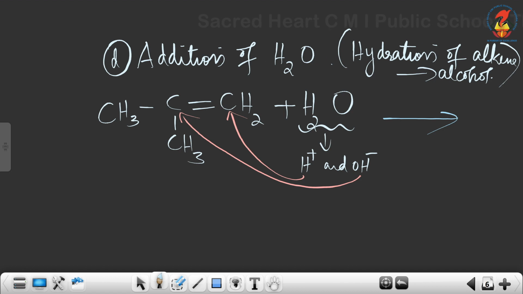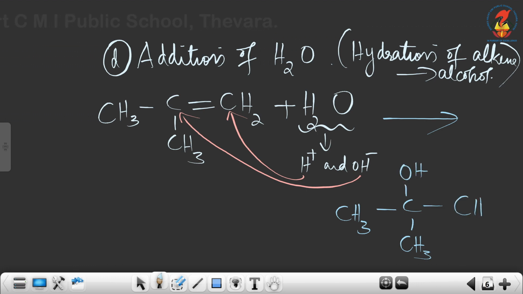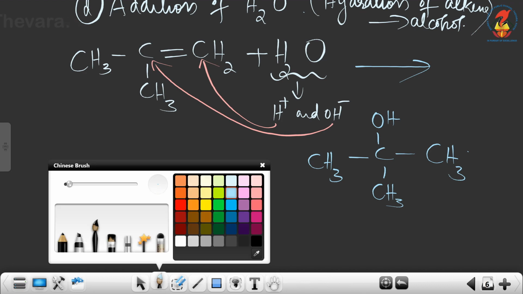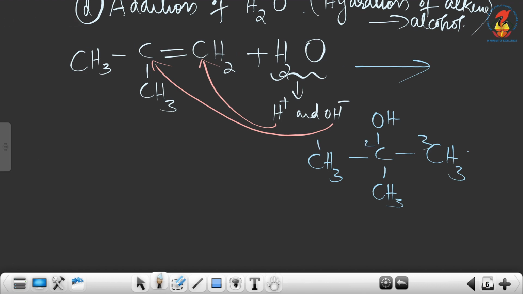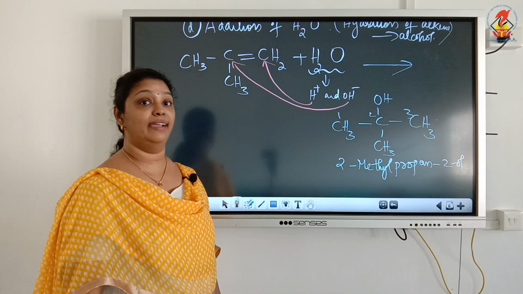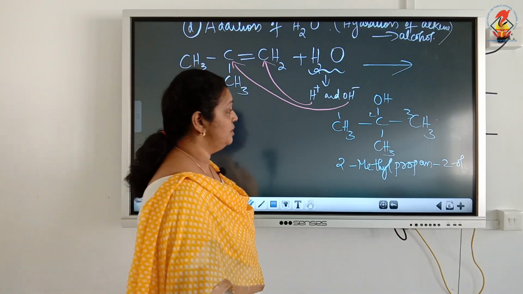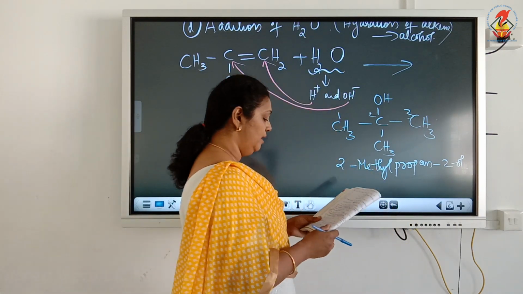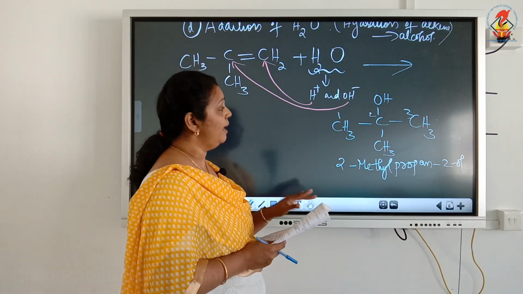Product formed will be CH3 C CH3, then we have OH, single bond, CH2 becomes CH3. This is the product. Now, if you name this alcohol, 1, 2, 3, this is 2-methylpropan-2-ol. That is the alcohol. Or you can also name this as tertiary butyl alcohol. CH3 three C is tertiary butyl group. So, tertiary butyl alcohol. Now, this is the hydration of alkene to alcohol.